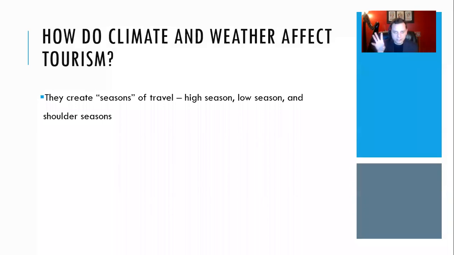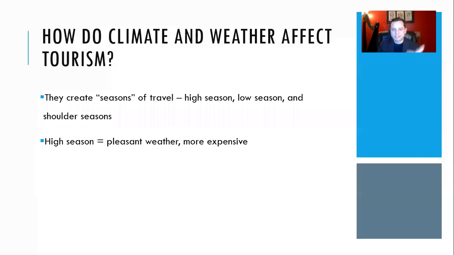It can be gloomy, sometimes snowy or rainy, depending where you are in Western Europe. And in the middle is your shoulder season. So fall and spring are your shoulder seasons for Europe. And a lot of it has to do with the weather and the climate. So high season is pleasant weather. It'll be more expensive to travel. Low season is bad weather, but less expensive. And shoulder season is somewhere in the middle.